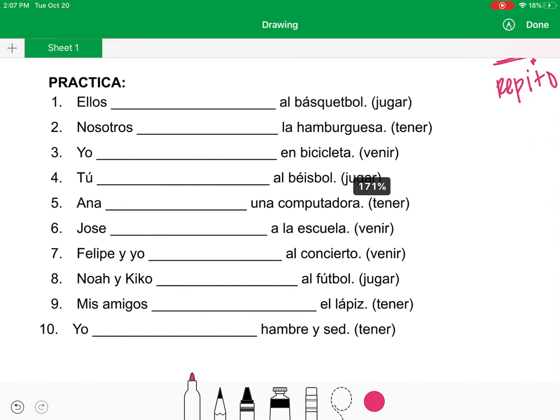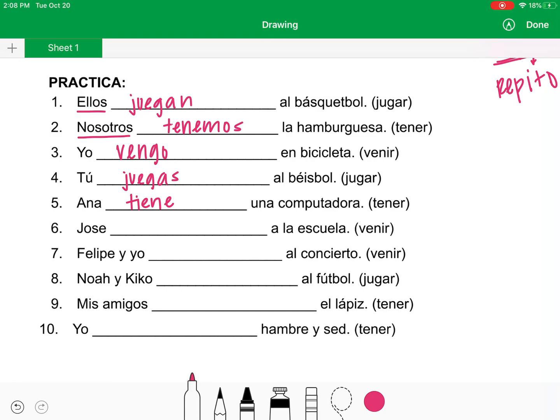All right, let's practice a little bit. Go ahead and pause your video. I'd like you to do the first 5, and then unpause, and I will go over it with you guys. All right, so we've got jugar. We're conjugating for ellos. The U changes to UE. It would be juegan. Nosotros, remember that's outside the boot. So the stem does not change. And we've got tenemos. Yo, this one's irregular. Vengo. Tú, U changes to UE. Juegas. Ana, E changes to IE.